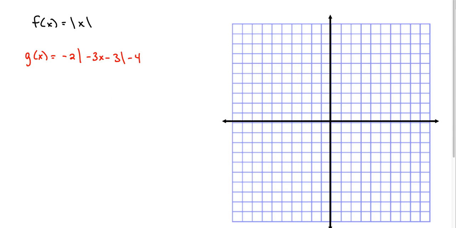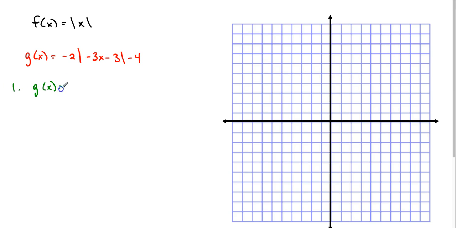Let's throw all our transformations in at once. All right, we've got f of x is the absolute value of x, our parent function. G of x is equal to -2 times the absolute value of -3x minus 3, minus 4. A lot going on here. All right. Still, I want my g of x in terms of f of x.